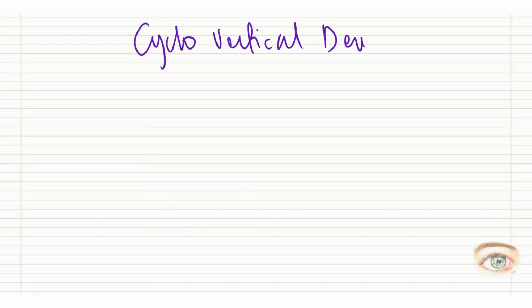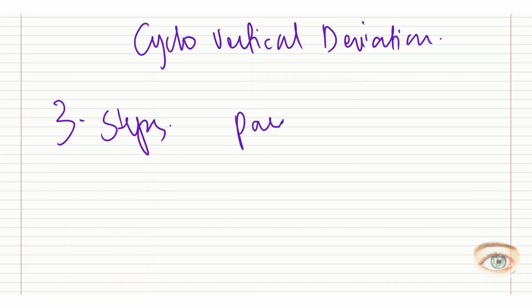The Parks 3-step test is used to check the cyclo-vertical deviation, and as the name suggests, it consists of three very important steps to rule out the paralytic muscle, right?